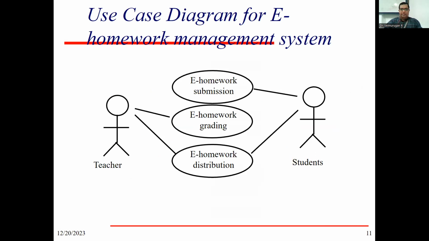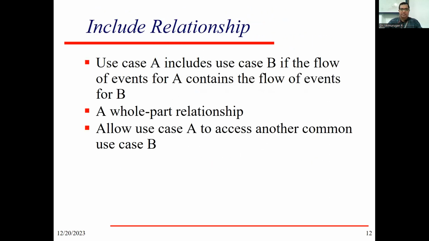Now a small example for a use case: there is an e-homework that was given for a student to submit. As you can see here, there are teacher and student actors, and there are 3 different use cases involved: e-homework submission, homework grading, and homework distribution. Submission should be done only by the student, which is why the connectivity is made to the student. Grading and distribution have to be done by the teacher, and distribution has to be received by the student. That is how the connectivity is given. It's a simple example to represent how a use case looks.